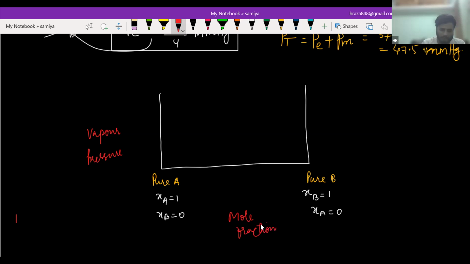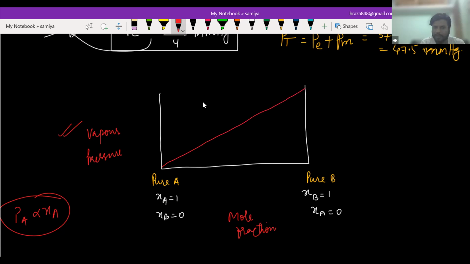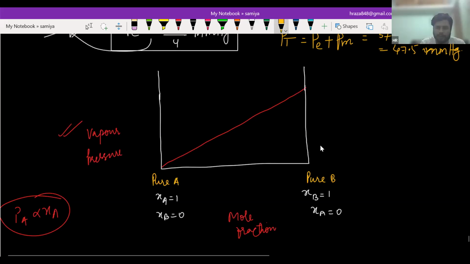This is mole fraction. See, we know that from Raoult's law, partial pressure of A is directly proportional to mole fraction of A. That means vapor pressure, that is partial pressure, is directly proportional to mole fraction. So the graph will be a straight line, yes or no? Yes, sir.